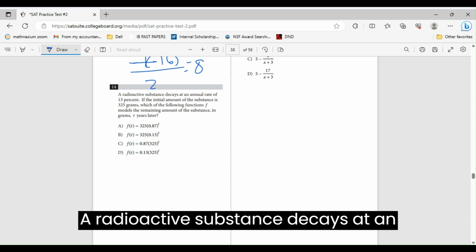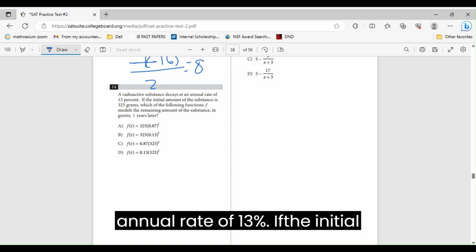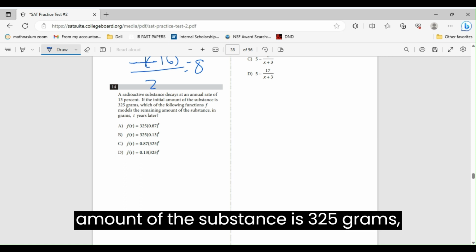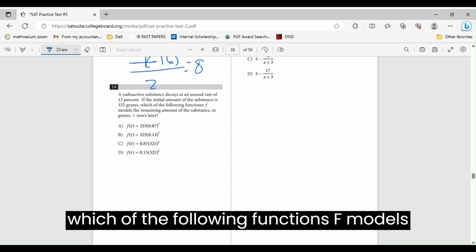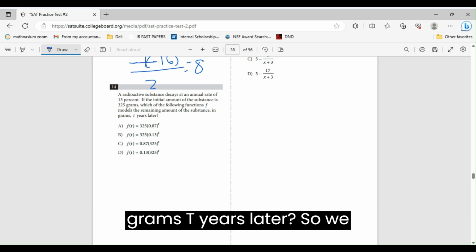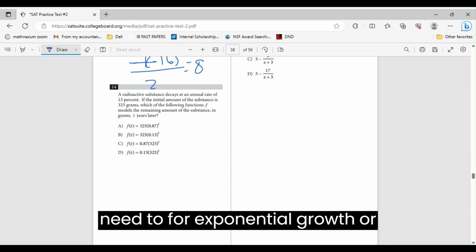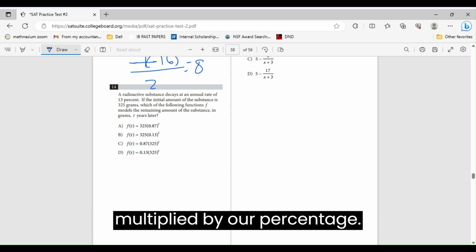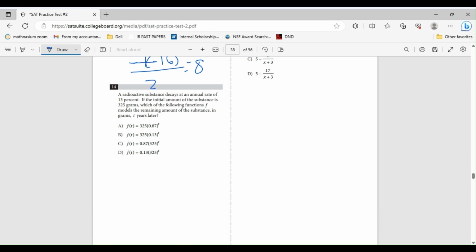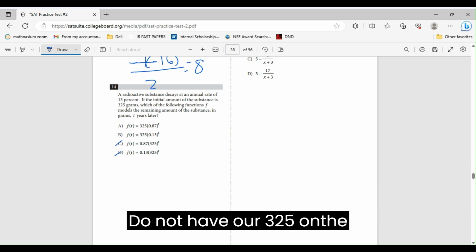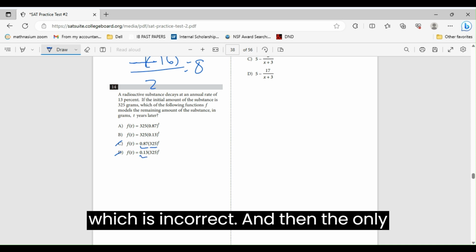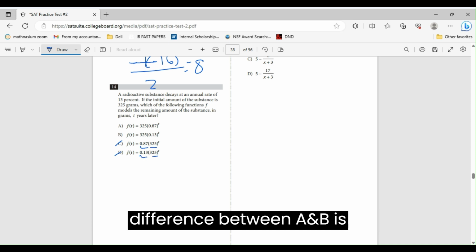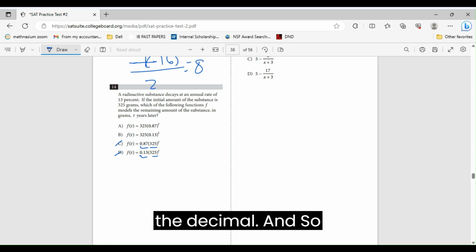A radioactive substance decays at an annual rate of 13% if the initial amount of the substance is 325 grams. Which of the following functions F models the remaining amount of the substance in grams T years later? So for exponential growth, or exponential decay in this case, our principal, or our initial amount, must be multiplied by our percentage. So you see how choices C and D do not have our 325 on the outside. They have it on the inside, which is incorrect. And then the only difference between A and B is the decimal.